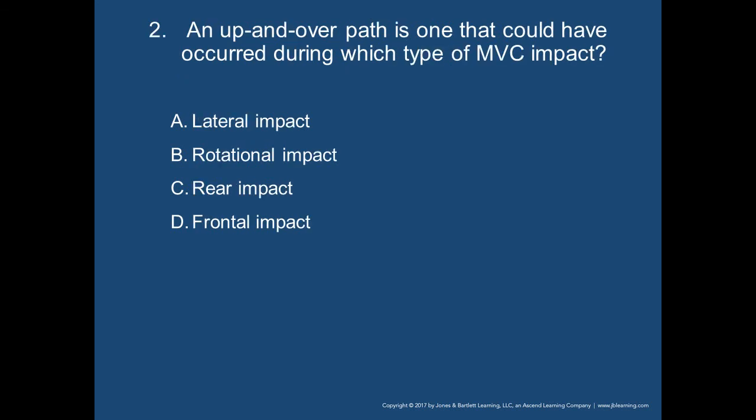Number 2: an up and over path is one that could have occurred during which type of motor vehicle impact? A lateral impact, A; a rotational impact, B; a rear impact, C; or a frontal impact, D? Do you remember the up and over pathway? Up into the windshield, right? So that would be a frontal impact.